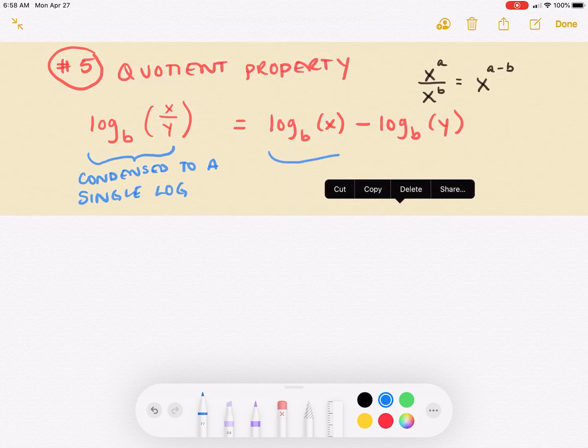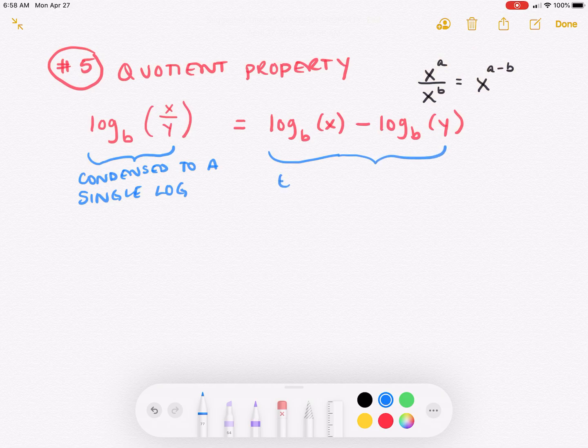And this is what we would call expanded to the difference of 2 logs. And so that's what you're going to see in your directions. It's going to a lot of times say something like write as the sum or difference of 2 logs. That basically means to expand.